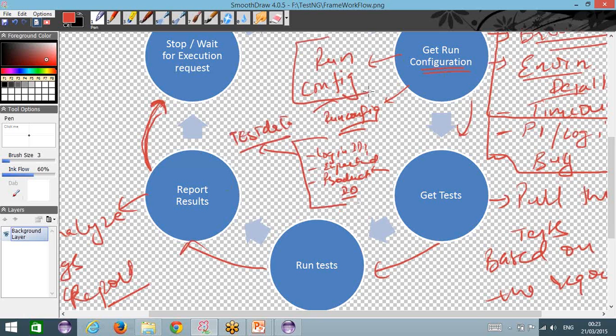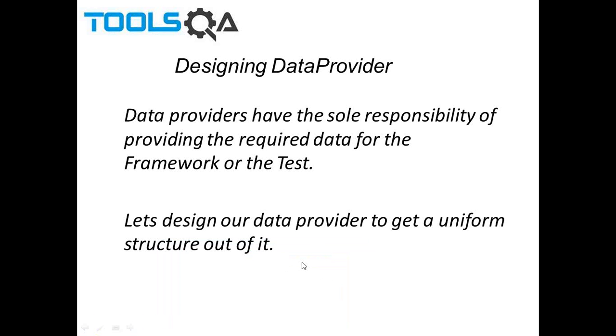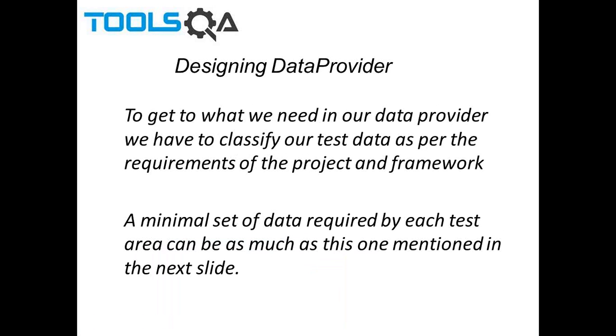So this information, the run configuration, is required by your framework to start, and the test data is required by your tests to run, right? So this is how we will categorize our data provider needs. We know that we have two requirements. One is to provide data for the framework, and the second one is to provide data for the tests, right? Based on this, we will call the data for the framework the run configurations, and the data for the tests the test data configurations. So moving to the next slide.